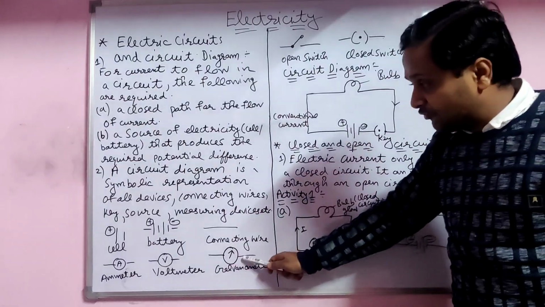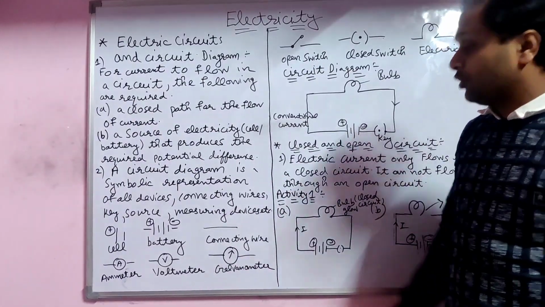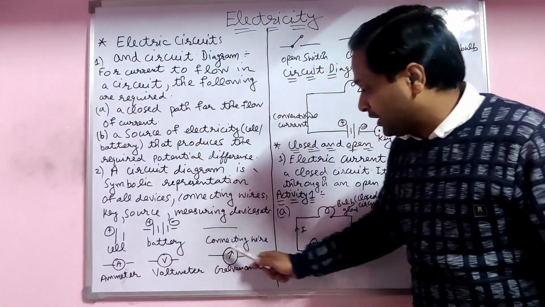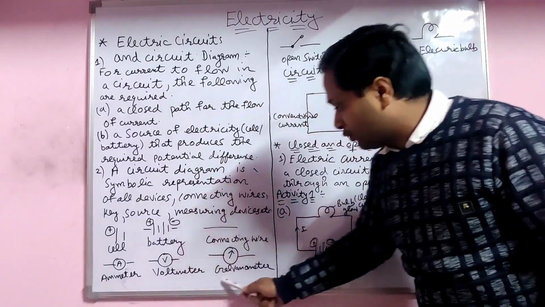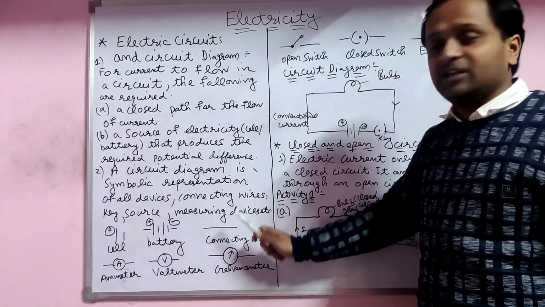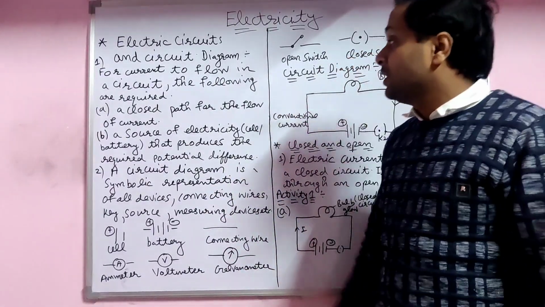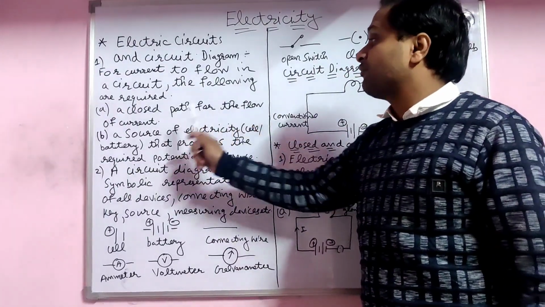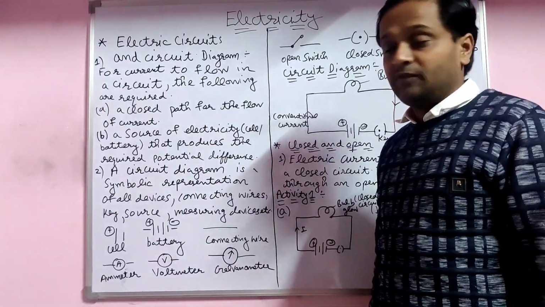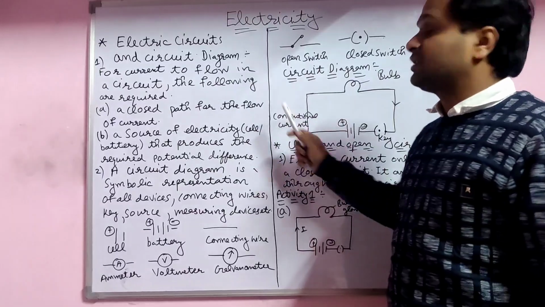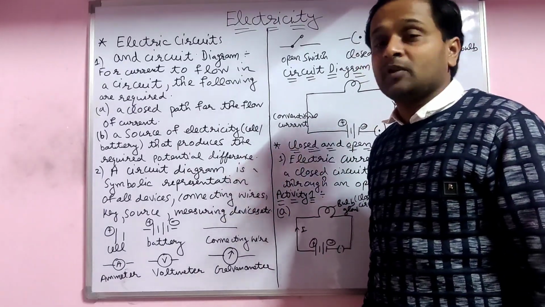We have to use different symbols for different things, like cell, battery, connecting wire, ammeter, voltmeter, galvanometer. So we have to discuss them one by one. A closed path for the flow of current: we want one closed path. If the circuit is open, the current does not flow.